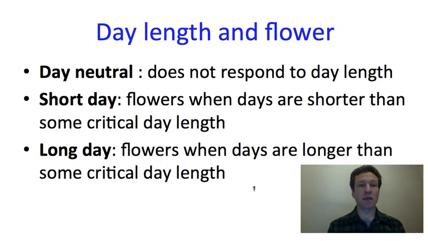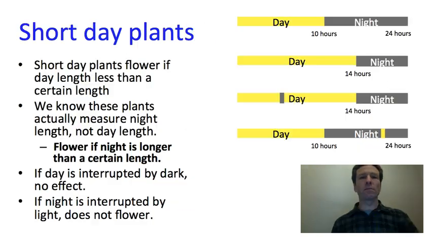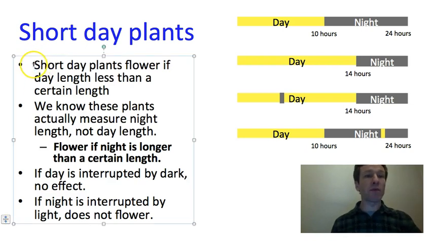Let's look at how plants actually do this. Let's start by talking about what happens with short day plants. We said that short day plants were ones that would flower if day length is less than a certain length. However, the truth is that these plants are really measuring night length, not day length. So let's rephrase what a short day plant does in terms of night. A short day plant will flower if night is longer than a certain length.